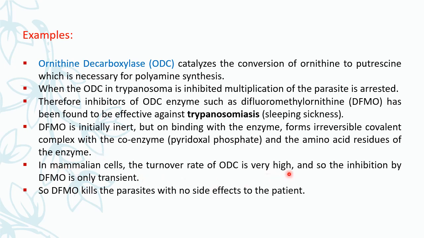That means the cycle of synthesis and destruction, this turnover rate. So the synthesis rate is very high in mammalian cells, so the inhibition is too transient to cause any harm. So the mammalian cell remains unharmed by the DFMO, or the action of ODC is just transiently affected. That is why it preferentially blocks the synthesis of polyamine, ornithine to putrescine, in the parasitic cell and destroys the parasites. Okay.